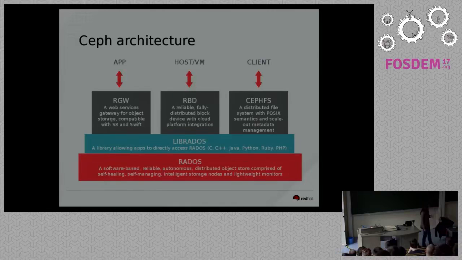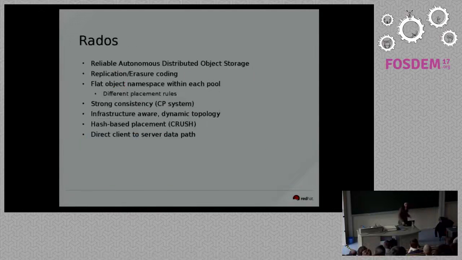RBD is the block interface. Many know it from OpenStack. It's integrated completely with QEMU, so you can use it with QEMU for Xen or QEMU for KVM. And you can use a kernel client if you want your own block device. And we have Rados Gateway, which is a component that provides the cloud object storage. Underneath this all, we have Rados. And I'm going to speak a bit about Rados.